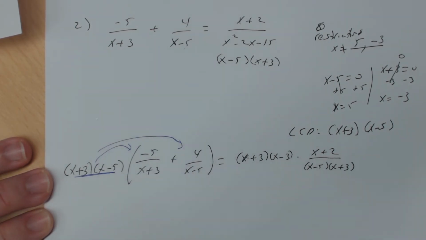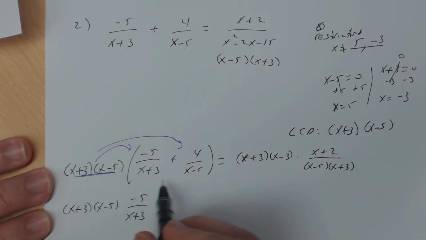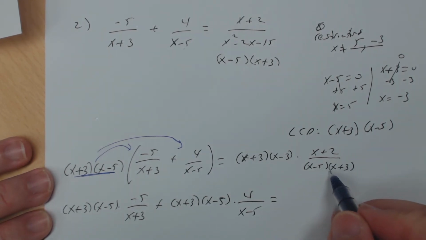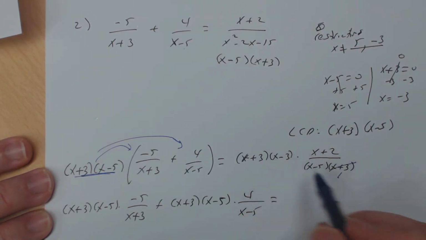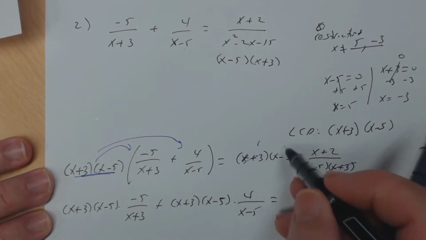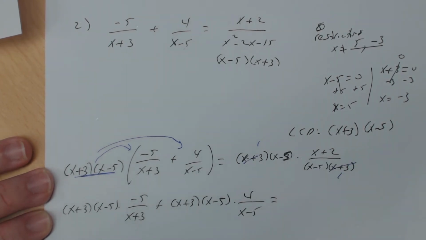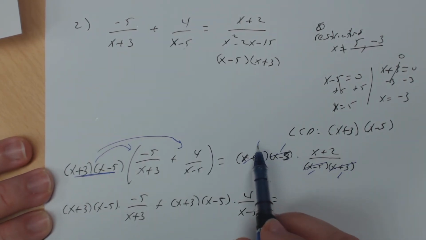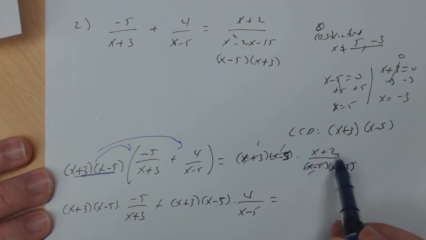You can distribute. And so you're going to get x plus 3 times x minus 5 times the first fraction, plus the LCD, x plus 3 times x minus 5 times the second fraction, equal. All right, over here, what's going to happen is if you go ahead and reduce at this point, the x plus 3's divide out, and I've got, this should be minus 5 right here. The x plus 3's divide out, and the x minus 5's divide out, and notice what you have. You have 1 times 1 is 1, and 1 times x plus 2 is x plus 2.